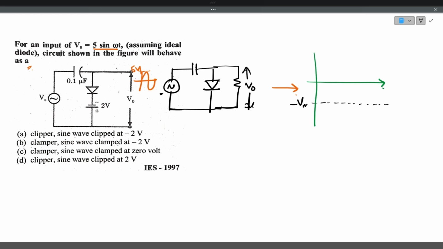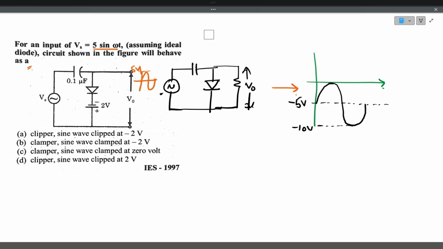So minus VM, in the sense here it is 5 volts. So the waveform will appear like this: minus 5 volts, and this is minus 10 volts. So the input waveform is clamped to minus 5 volts. This is with zero bias.